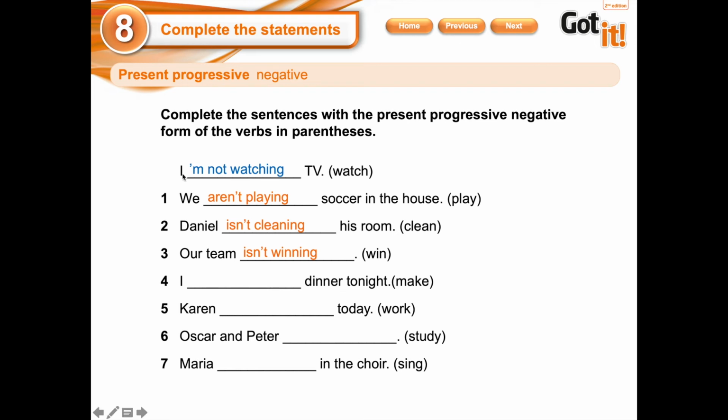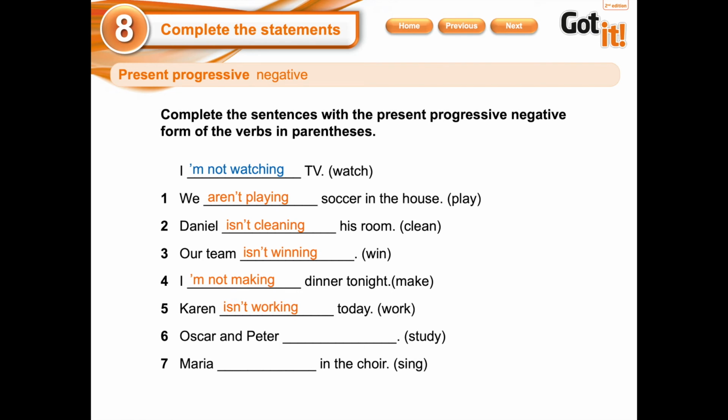Let's continue with number 4. Again, you must pay attention here. I'm not, and we have the verb make. Be careful with this because you have a verb that ends in E. So you need to erase that E and add ing. I am not making dinner tonight. Let's continue with number 5. Karen is the same as Daniel, but is a she, so isn't. And then I have a word. Karen isn't working today.